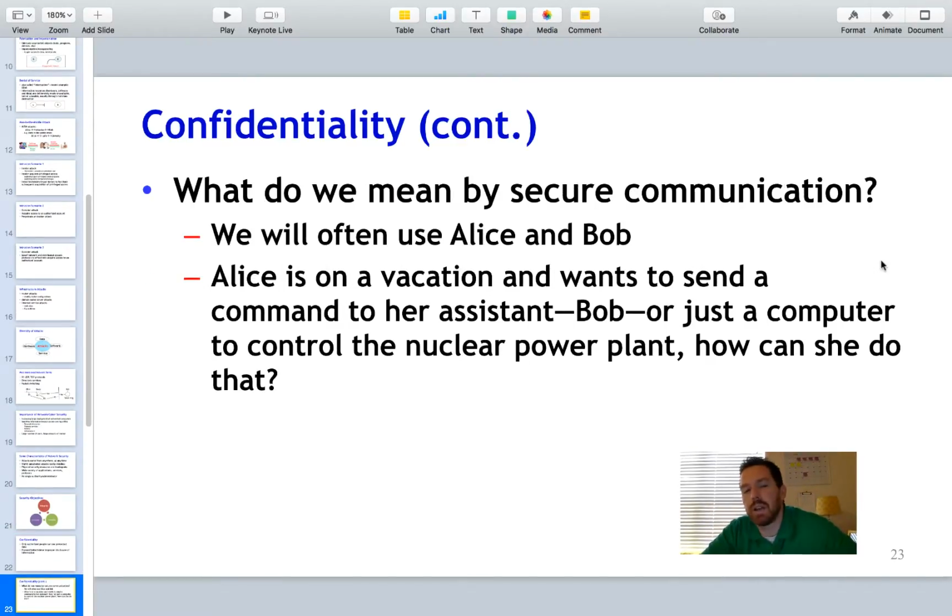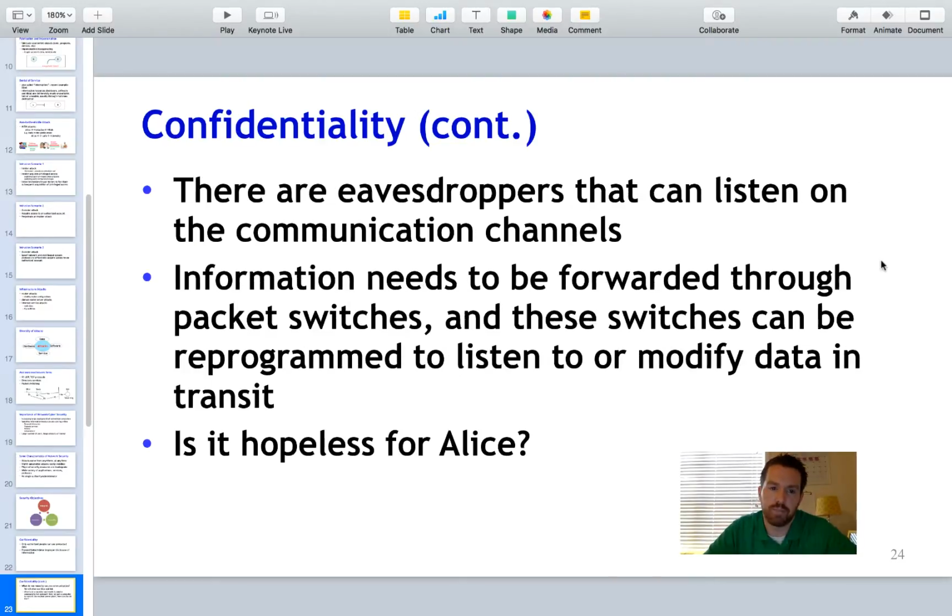So what do we mean by securing communication? A lot of times with encryption, we'll often use Alice and Bob. Alice is on vacation and wants to send a command to her assistant Bob, or just a computer, to control the nuclear power plant. How can she do that? How can she send a message to him that will be protected, that will be kept confidential, in order to run this nuclear power plant? Obviously this is an extreme case, but how can she keep that communication secure?